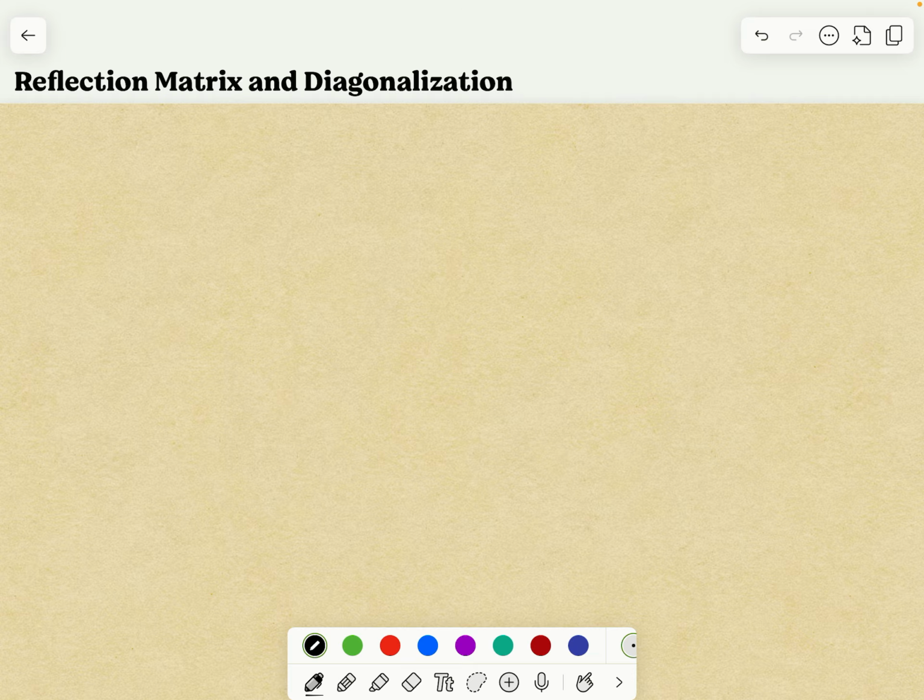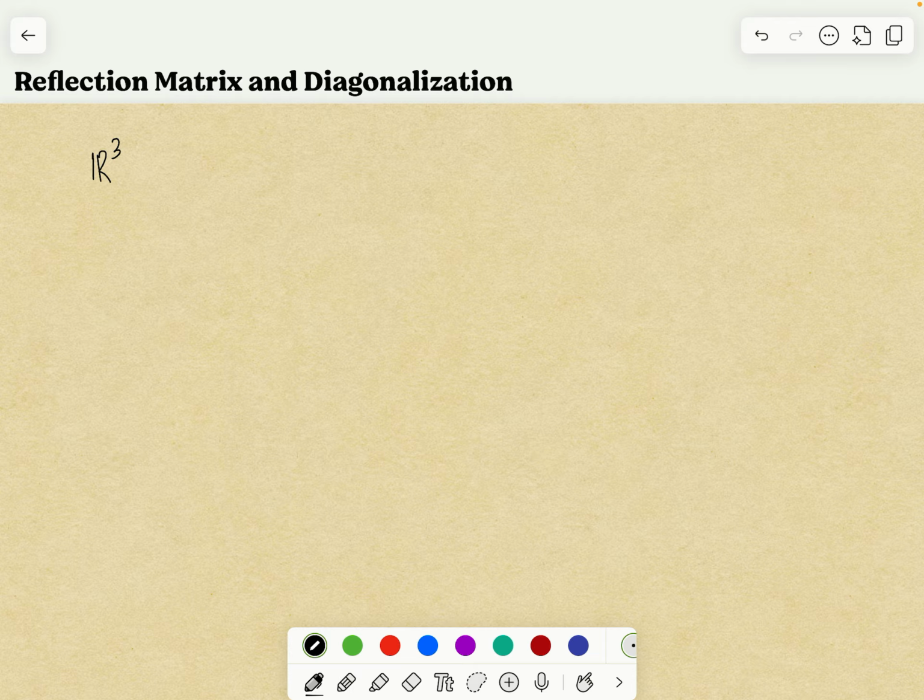In this video, we'll talk about reflection matrices, and we'll use it as an example of diagonalization and how it's useful. And this example will hopefully tie together a lot of the different concepts you've been learning in linear algebra. So I'm going to work with R3. There are 2x2 reflection matrices also, but for this example, we'll work with R3.